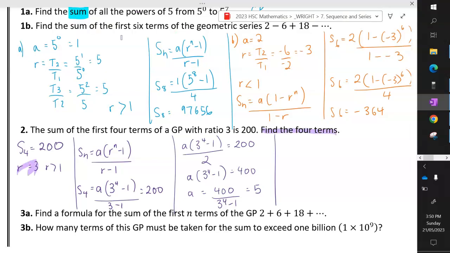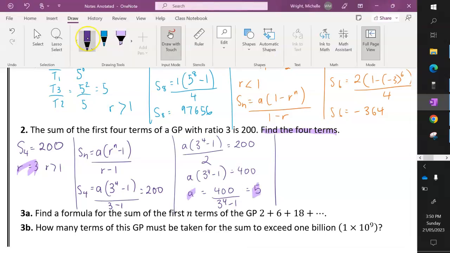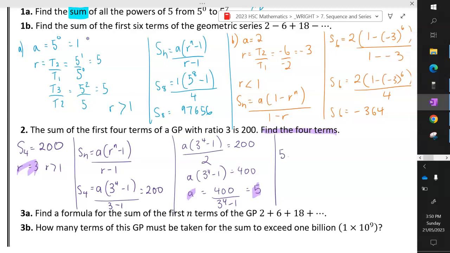So now we have enough information to work out what the first 4 terms are. We know our ratio is 3 and our first term is 5. So our first term would be 5, and we're going to be increasing by a factor of 3. So we're going to be timesing by 3. 45 and then 135. And that is our sequence there.